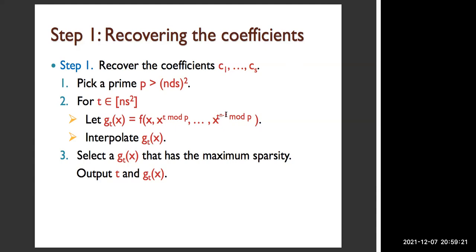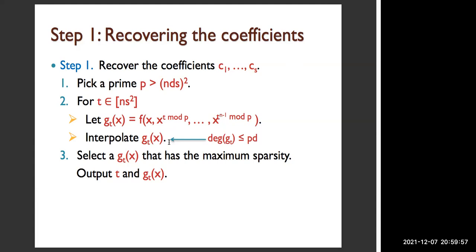So what I know at this point is that if I define g_t like this, then the degree of g_t as a univariate polynomial in x can be at most p times d, because the degree of f is d. And the substitution, because I'm going mod p, makes sure that the degree of each of these x powers in the substitution is at most p. So the overall degree of this univariate polynomial g_t can be at most pd. And p is polynomial, so you can interpolate g_t.